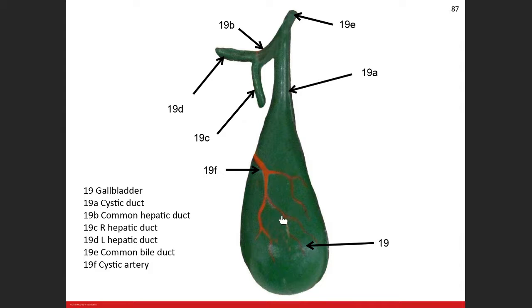When it's time to secrete the gallbladder bile, the gallbladder will contract, the sphincter here at the end will relax, and it'll excrete the bile out through the common bile duct into the duodenum of the small intestine.